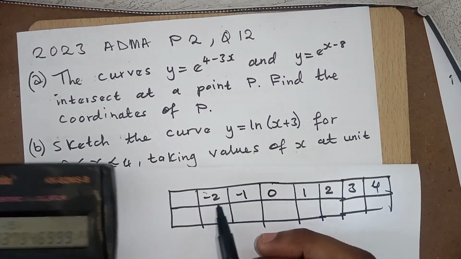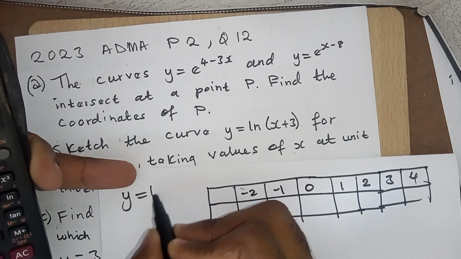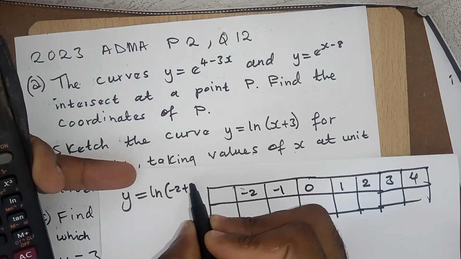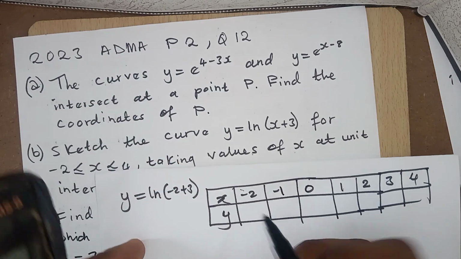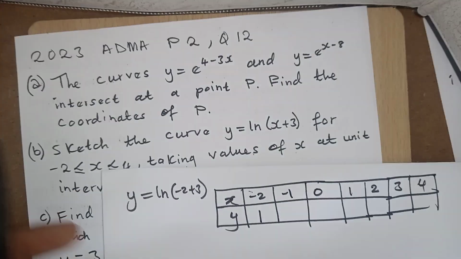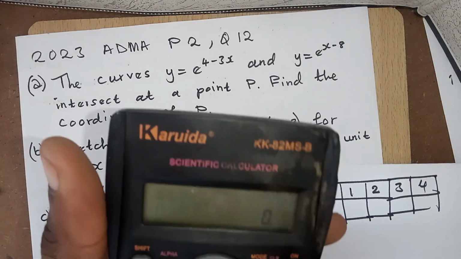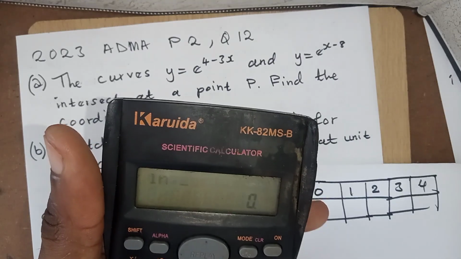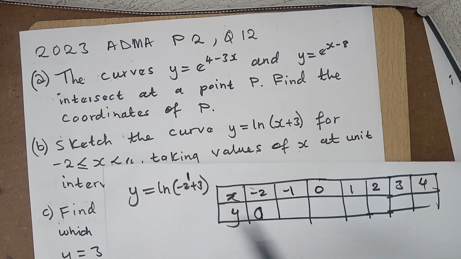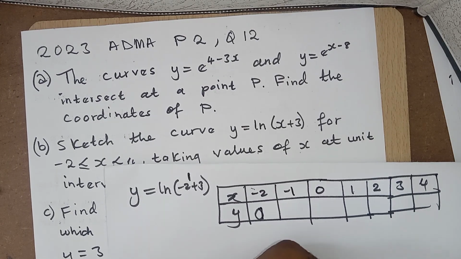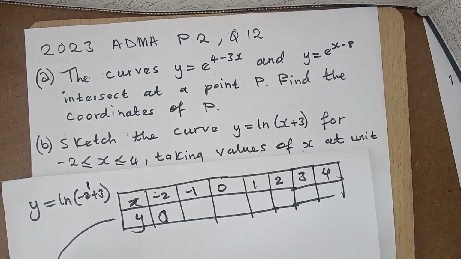So when x is equal to negative 2, we have y is equal to ln of negative 2 plus 3. So this is x, this is y. That means we have a 1 here, because negative 2 plus 3 is 1. And then ln 1 is 0. So we have a 0. This will be our smallest y value, since this curve is something like this. So our highest y value will come from the other end.